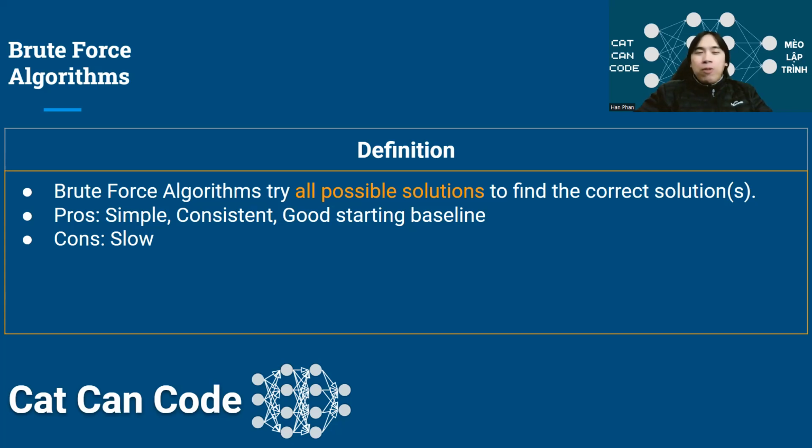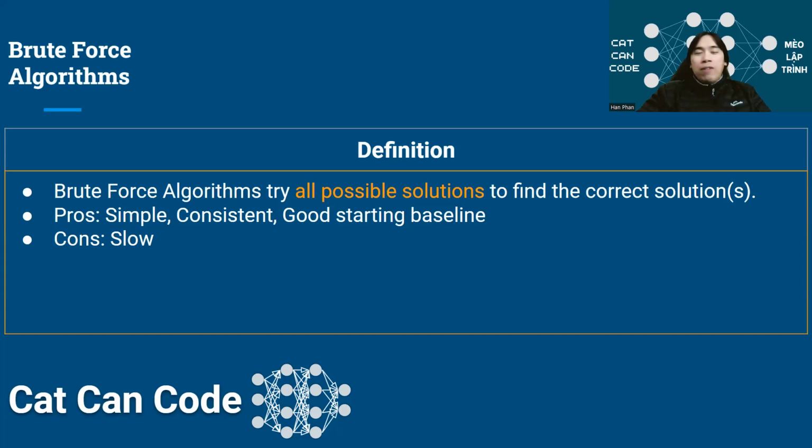Okay, so before we jump into the example, let's talk about the definition of brute force algorithms. Normally, a brute force algorithm will try all the possible solutions to find the correct solution. Try every single one of them to find the correct one. Or depending on the problem, try all the possible solutions until you find one solution that you think is correct and you can end the algorithm.